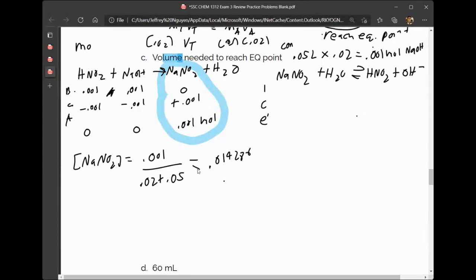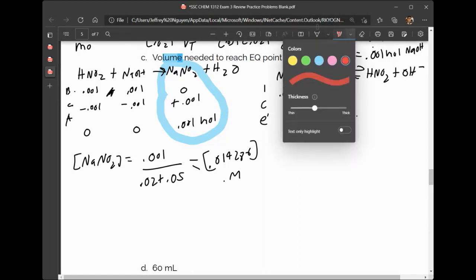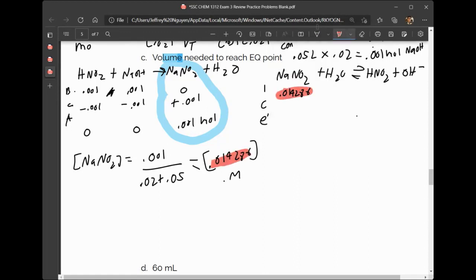So 0.014286 concentration, okay? So that's going to be 0.014286 we put in here. Let me go ahead and make this easier to see. That and then that. You don't care about water. And so initially we start, we do that, plug in your ICE table.